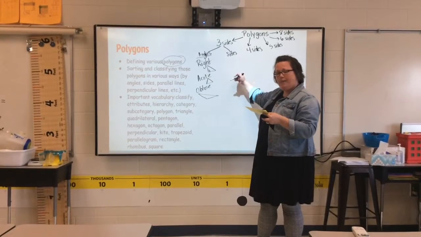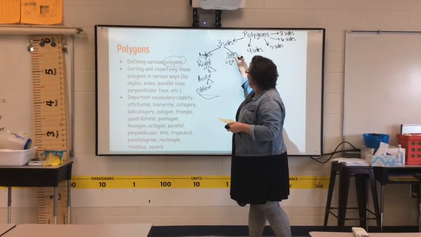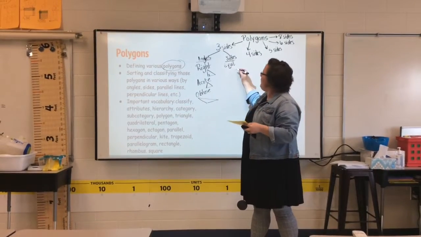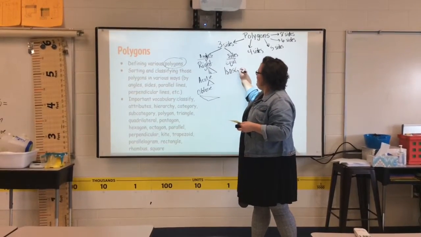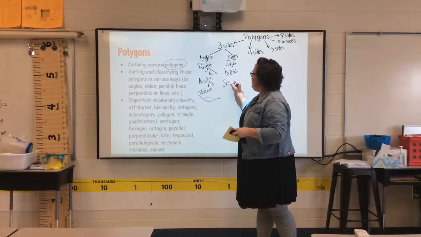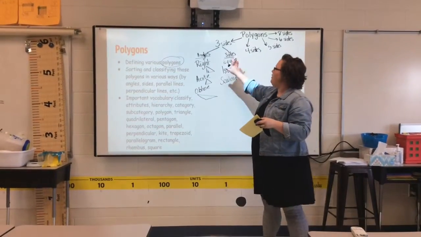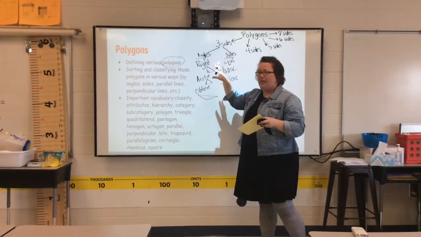And then if we're talking about the sides, you could have an equilateral triangle, and that's where all sides are equal. You could have an isosceles triangle where 2 sides are equal, and then you could have something called a scalene triangle where there are no equal sides. And so we'll talk about how you can categorize triangles like that.